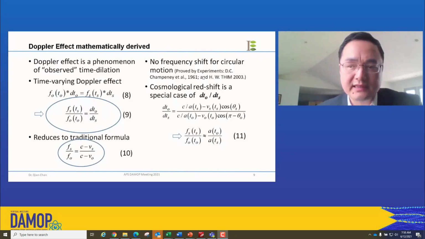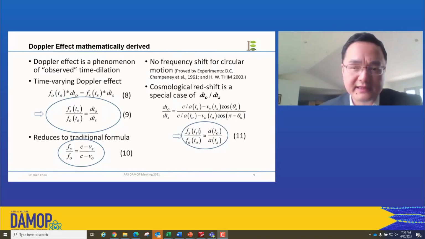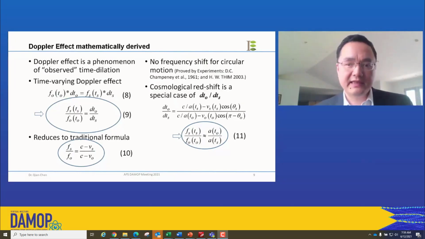It also predicts there's no frequency shift for circular motion, which is proved by 2 experiments. The cosmological redshift is also a special case of this DTO divided by DTS, so we can derive exactly the same formula for this redshift. So basically, we explained everything with one single DTO divided by DTS.